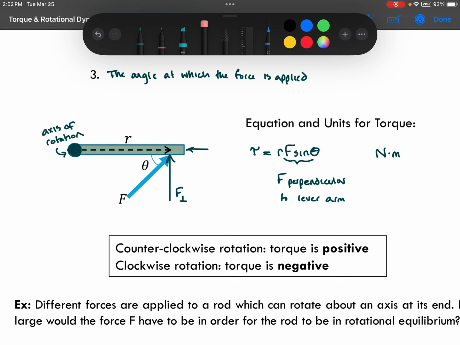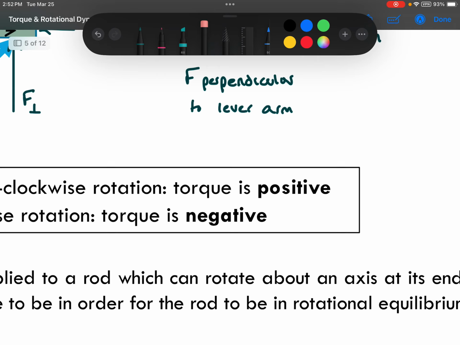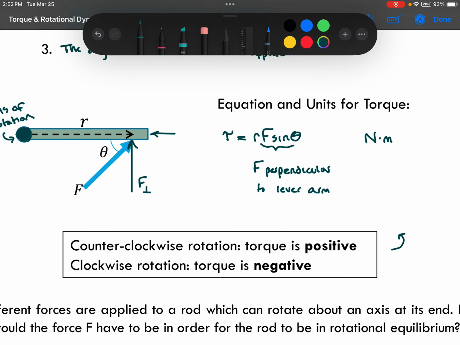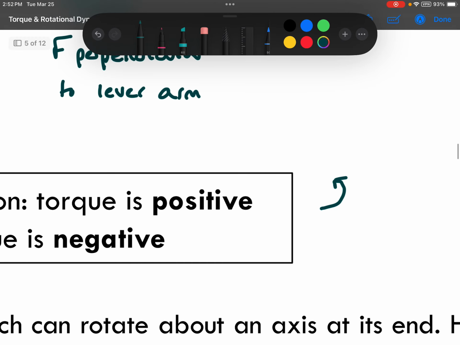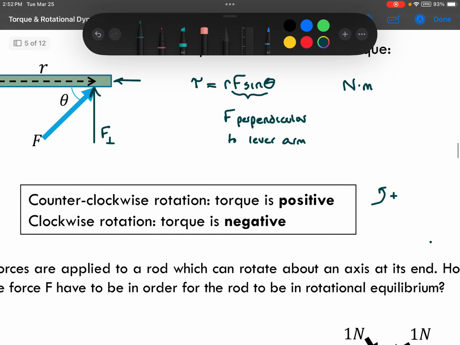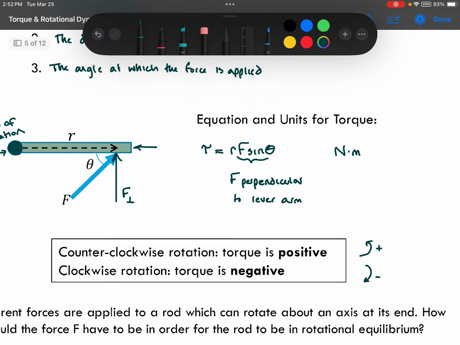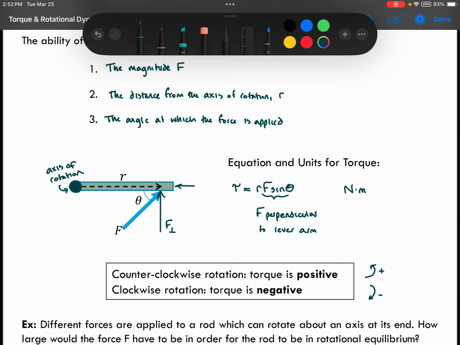The last idea is kind of our convention, what direction we take to be positive. So if our torque is causing a counterclockwise rotation, we're going to call that the positive direction. So if it's causing our object to rotate this way around, like our example here with the door, that would be counterclockwise. That's an example of the positive direction. If the torque causes the object to rotate clockwise, that's an example of a negative torque. It's rotating in the negative direction. All right, and that is our introduction to torque.